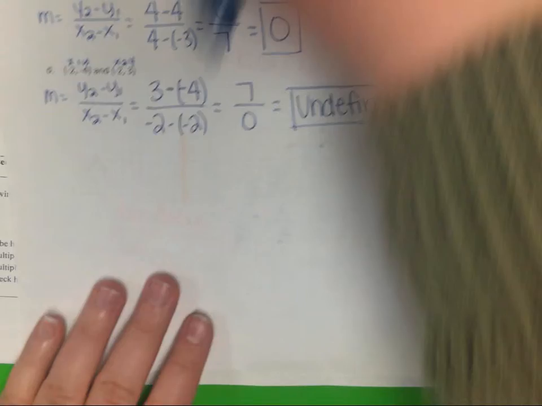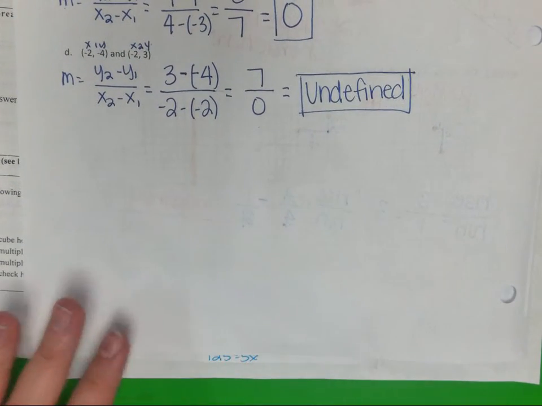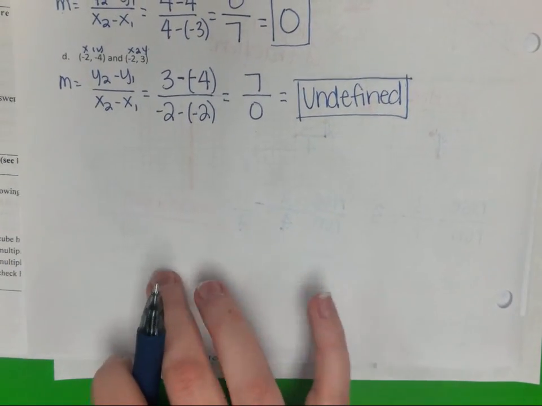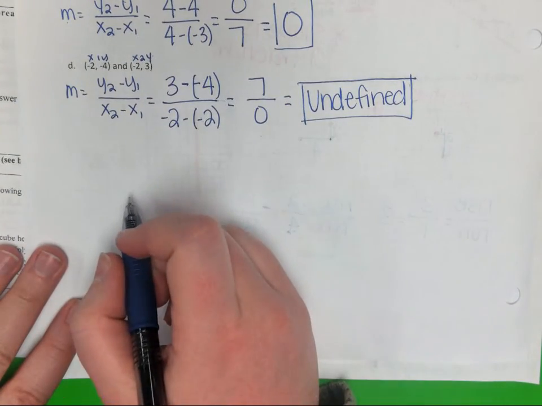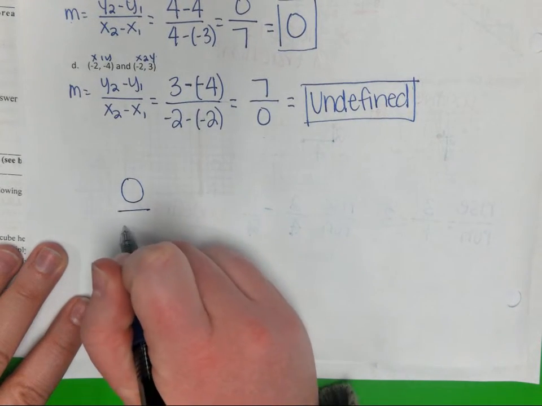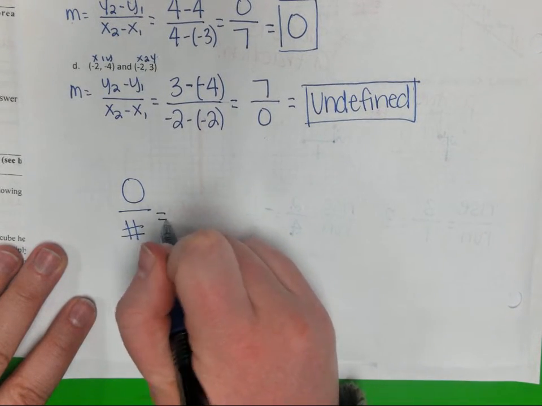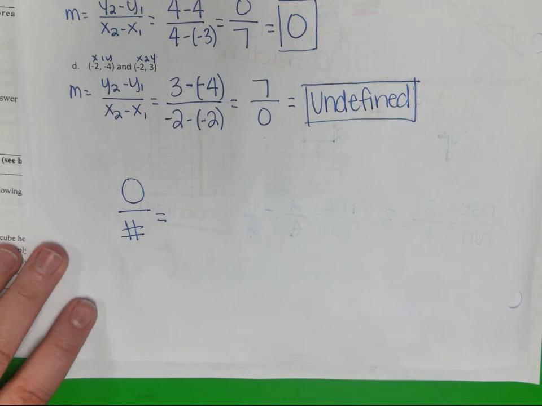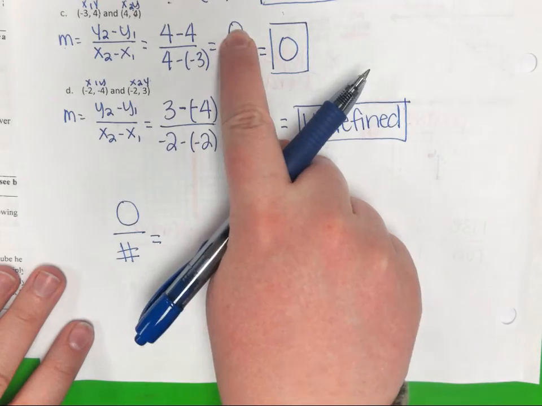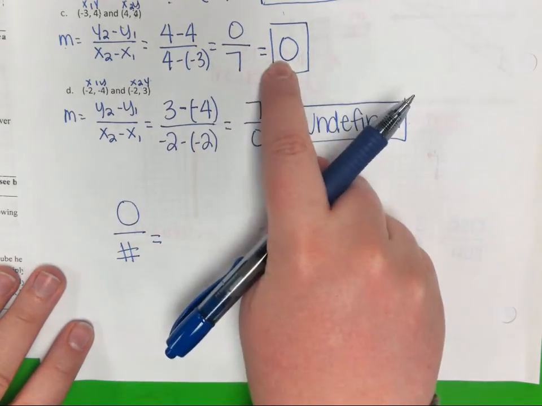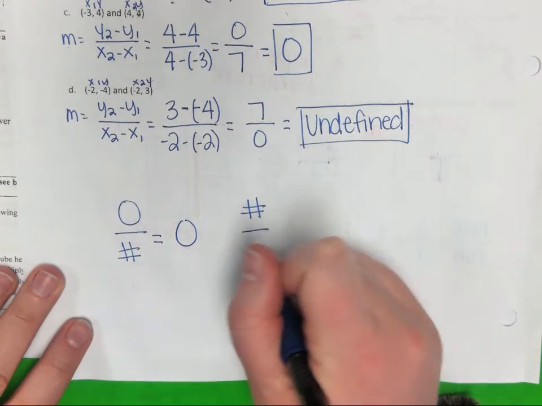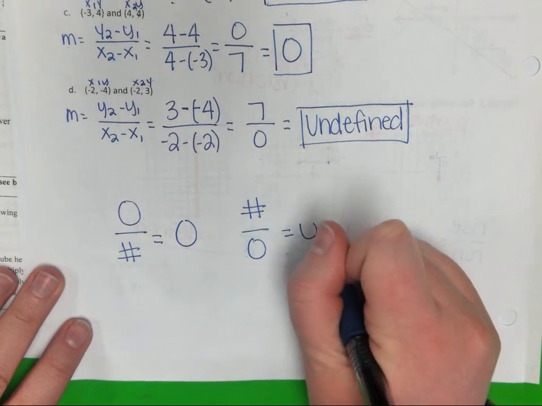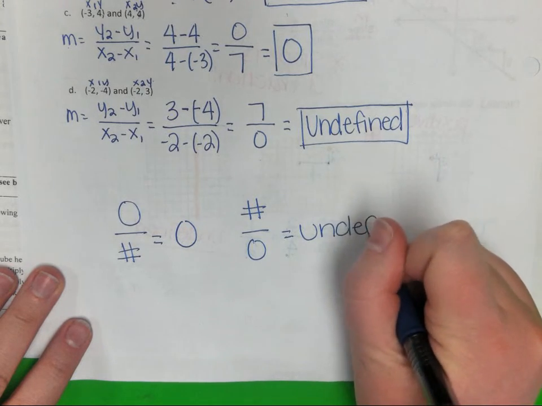Okay, I need y'all to add one more thing to your notes down here at the bottom. Y'all will have plenty of time for your homework. If we have 0 divided by a number, the slope is what? No, it's 0. 0 divided by a number is 0. A number divided by 0 is undefined, because if you put it in a calculator, it says error.